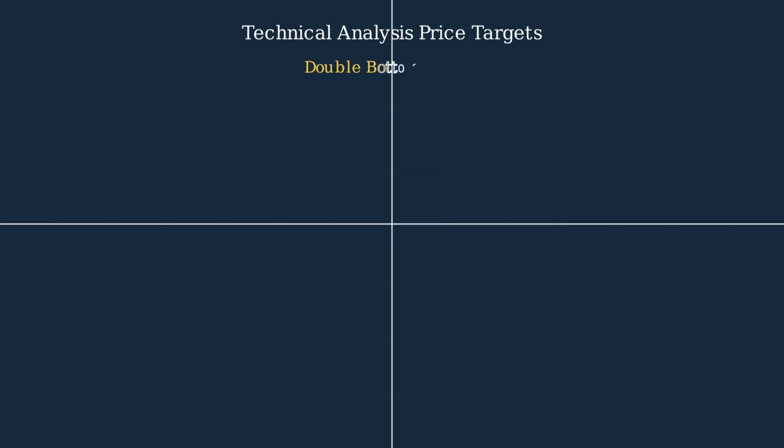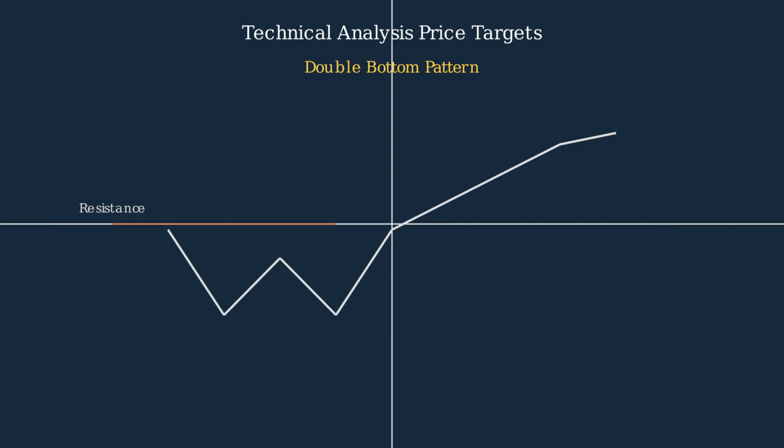The double bottom pattern is a bullish reversal pattern indicating a potential uptrend. The pattern forms a resistance level at the top of the pattern. Measure the pattern height from the bottom to the resistance level. After the breakout above resistance, project this height upward to determine your price target.